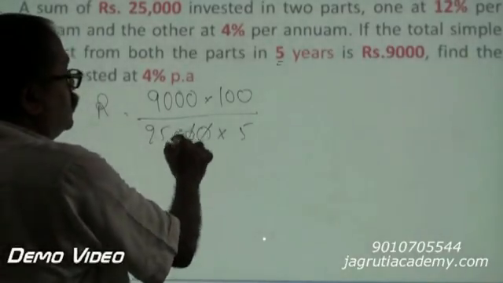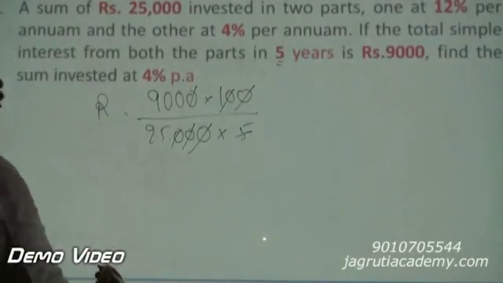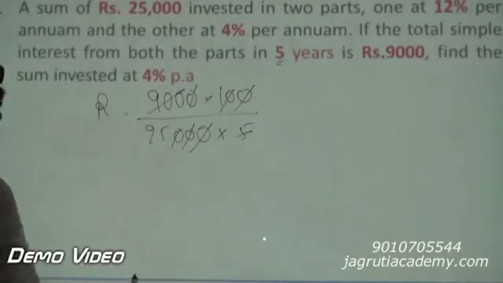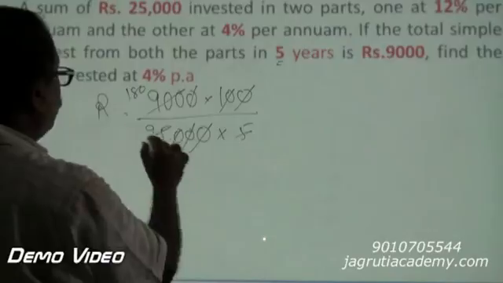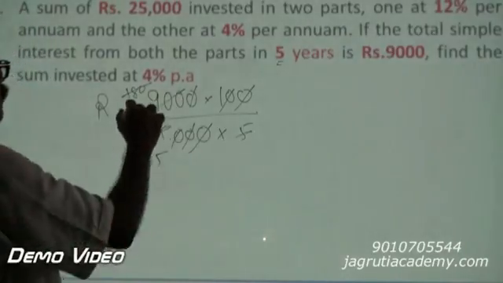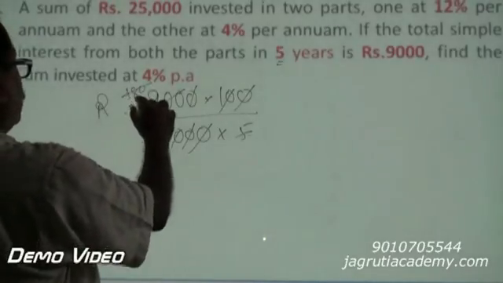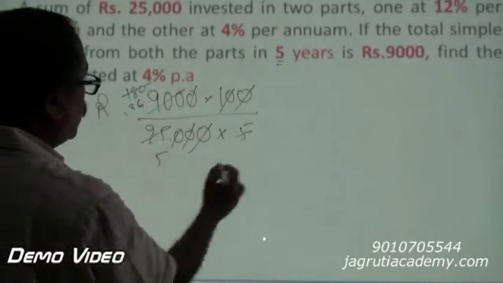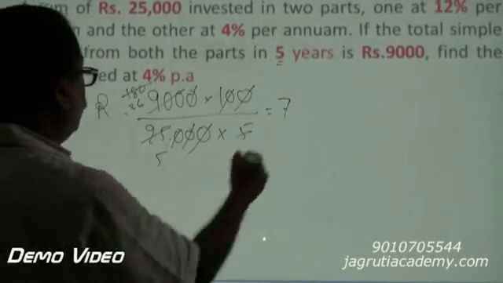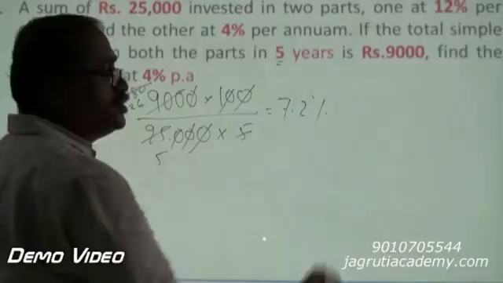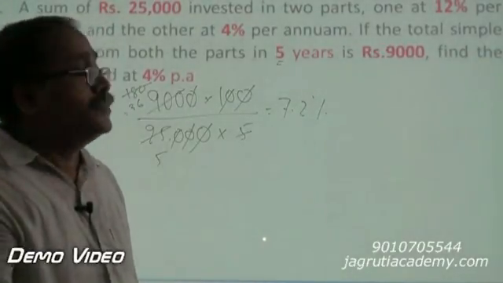Let's do it. 1, 2, 3 gets cancelled. And with 5, it gets cancelled, 18 times, 180. With 5, 5 times. With 5, 5, 3, 15. And 5, 6, 30. 36 divided by 5. 5, 7, 35. And 5, 2. So, the overall rate of interest is 7.2%.